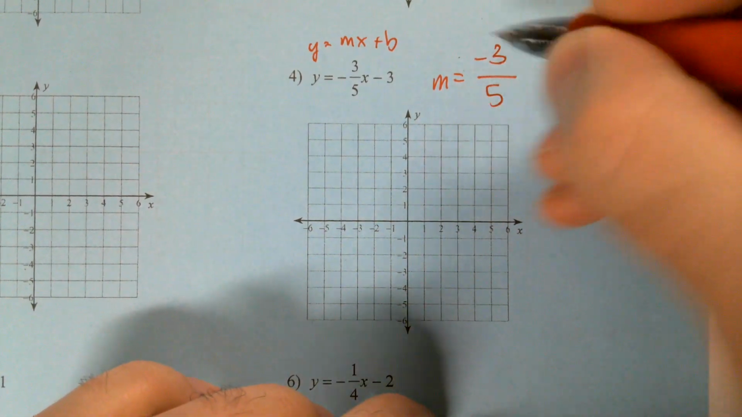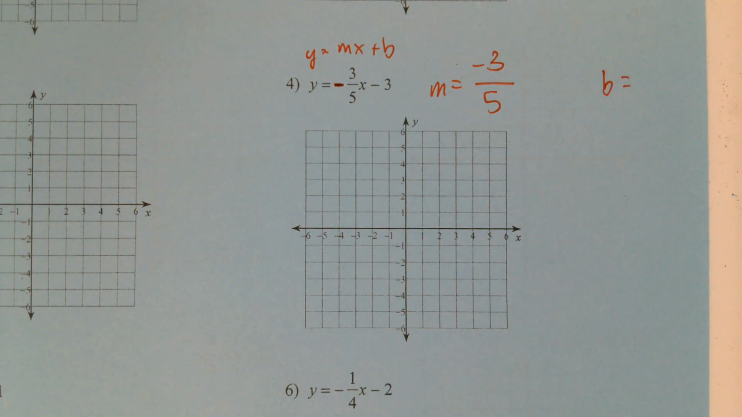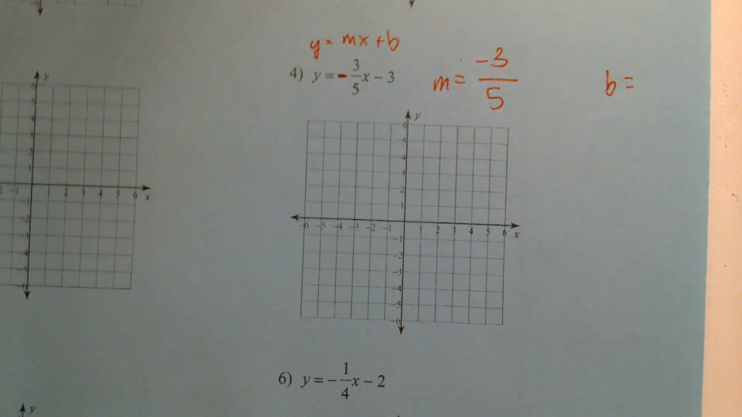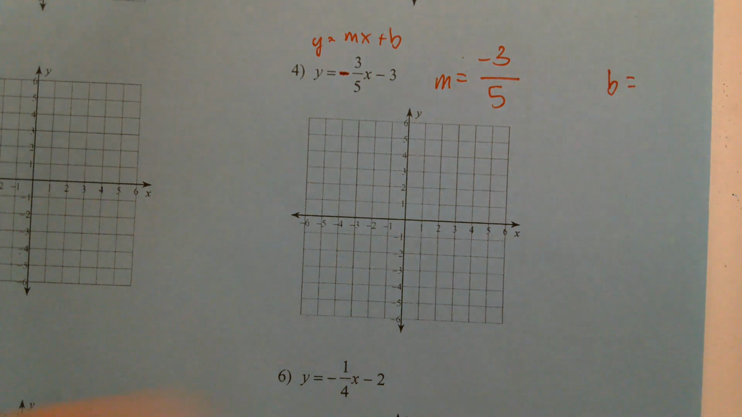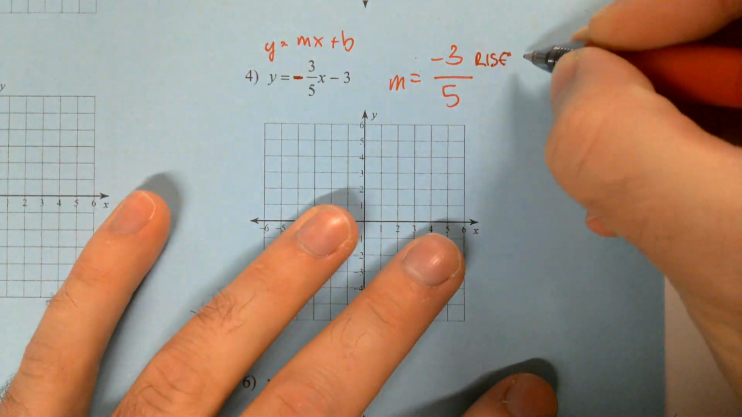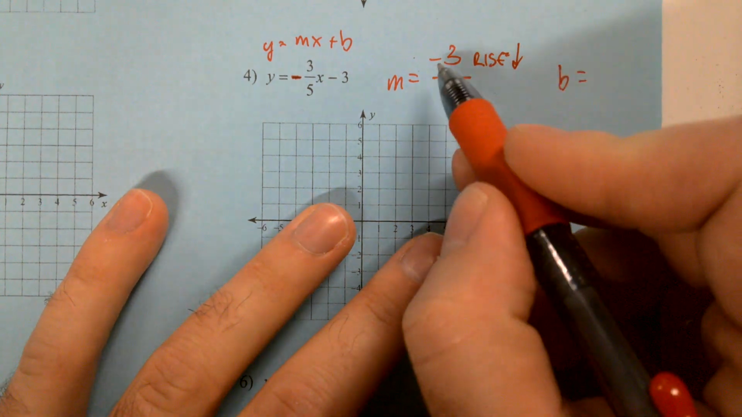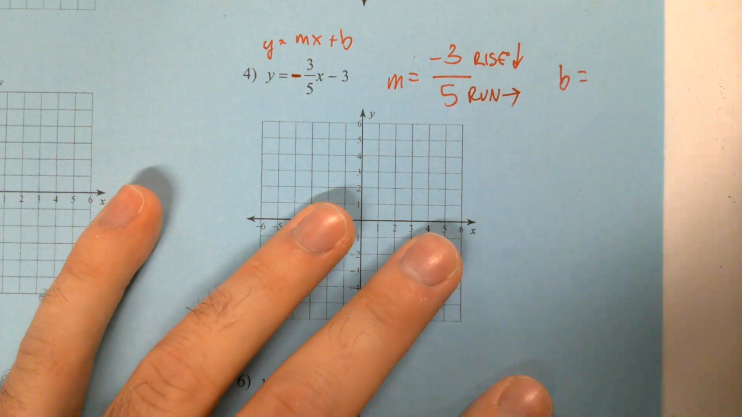Negative 3 over 5. Don't forget about that negative sign. A lot of times our brain skips over that negative sign because it's right there next to the fraction line. But we got to make sure to include that negative sign when we are figuring out our slope, because the negative 3 tells us we're going to rise in what direction? Down. If we've got a negative, we're going to rise down, but we're always going to run to the right.